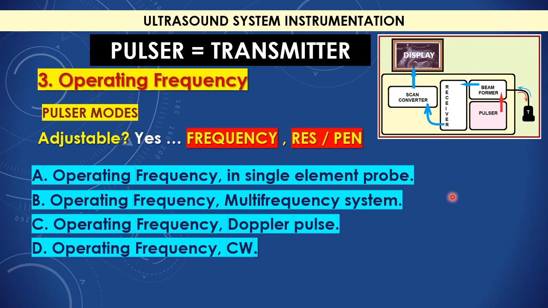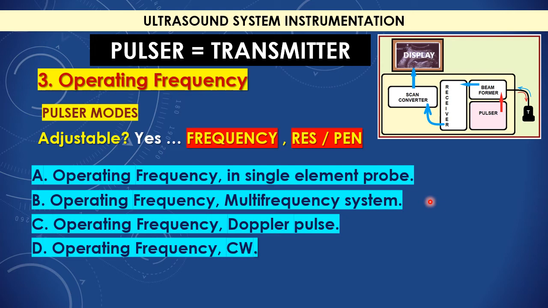The third control that is controlled by the pulser or the transmitter is the operating frequency. Somebody will say, well, we didn't have this in detail before. Yes, operating frequency. We all know that in some of the ultrasound systems, you can choose high frequency or lower frequency. And actually, there is a key control called frequency in the ultrasound machine. Sometimes it's called frequency, sometimes the control key is called resolution/penetration, or any other name.